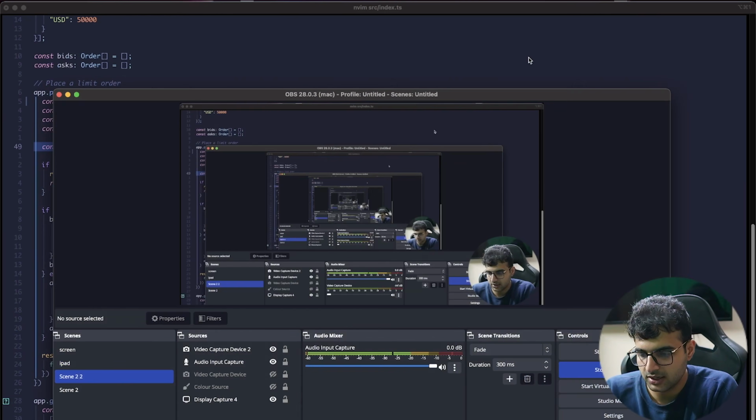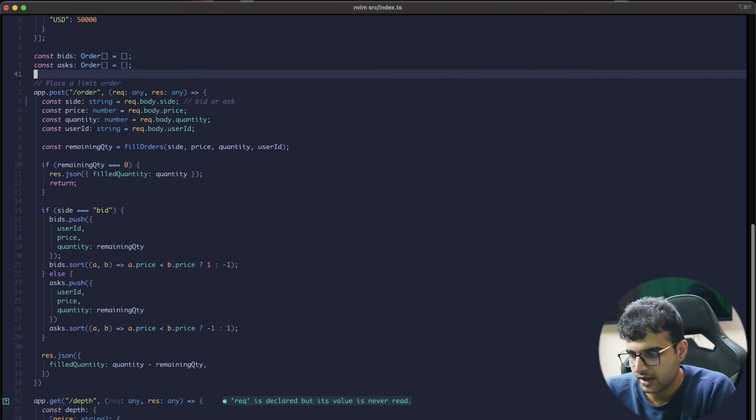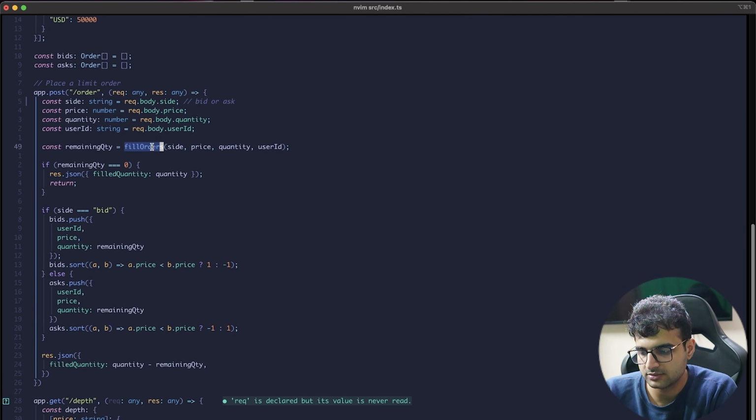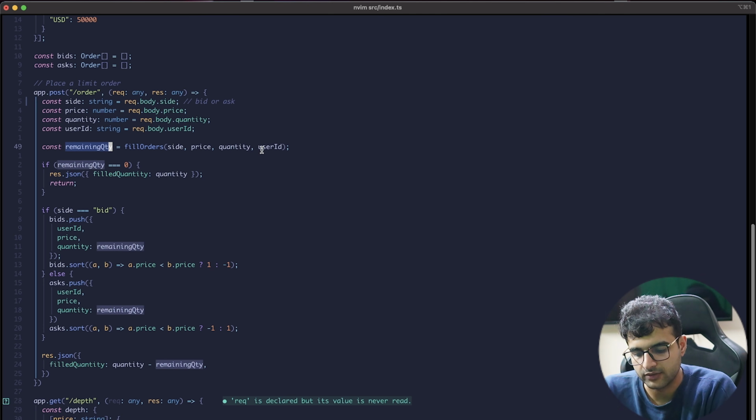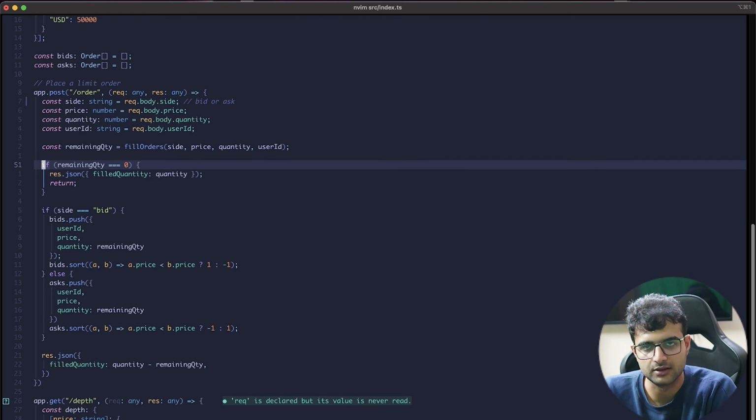If I go back to the screen here, you can see I first check, can I fill orders, and I get back a remaining quantity number, which is how much of the quantity is left to be filled. We will see what this function does later on. Assuming that this function flips the user's balances, matches the orders that can happen, and returns a remaining quantity variable, if that quantity is 0, it means that the order has been filled.